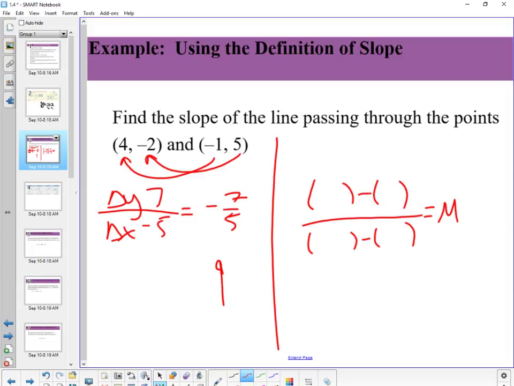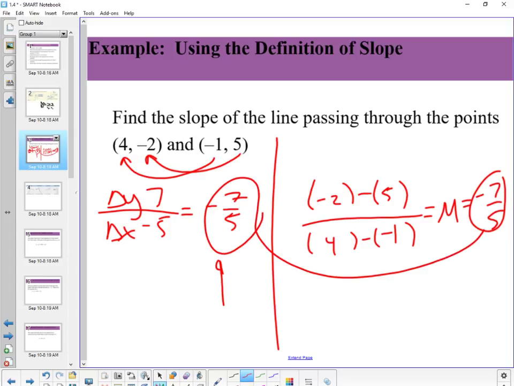So same idea, and it doesn't matter which direction you go. If you go negative 2 and 5, 4, negative 1, I'm going to end up with the same ratio as before. So like I said, don't get caught up with which is y sub 2, which is y sub 1. Just pick one to be it and do it. Okay? It'll be more important later on when you get into calculus. But I think you can see why, right? All right, can I change the slide?